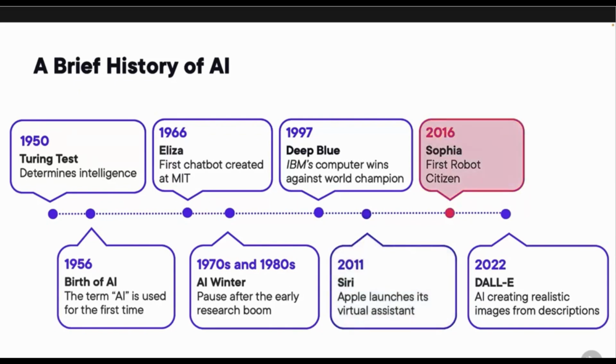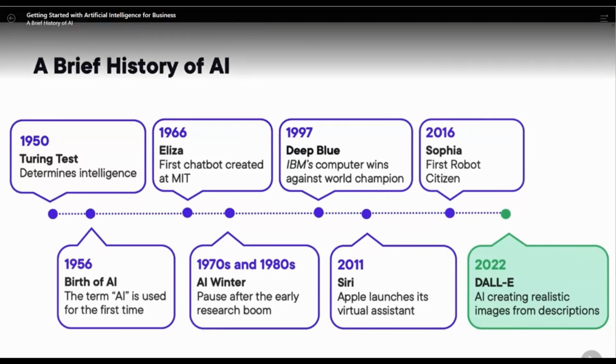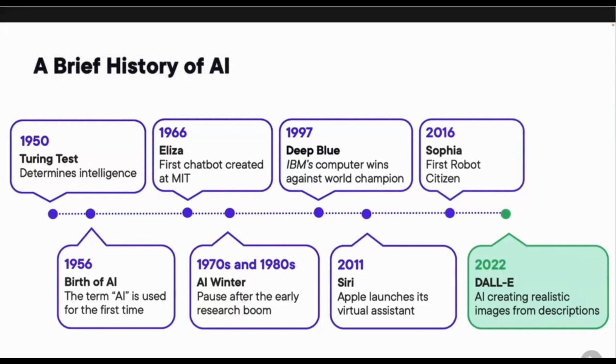2016 saw Hanson Robotics create the first robot citizen, Sophia, a humanoid robot capable of facial recognition, verbal conversation, and facial emotion. In 2022, we saw the latest iteration of DALL-E 2, which is a new AI system that can create incredibly realistic images and art from a description in natural language. You can register online for the service and try it out yourself. It truly is incredible.